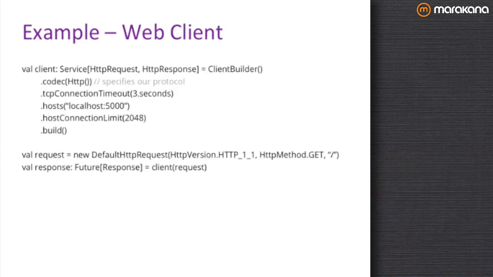What's the flip side if I want to do a client? Well, a client, turns out, has another builder to help you create it, and it looks awfully similar. So client, then, you specify the protocol. In this case, we want HTTP. How long do we want to be able to take to connect? What host do I connect to? How many concurrent connections will I allow before back pressure starts kicking in? Boom, create this client. And now to utilize this Finagle client, I can create a new default HTTP request, just a simple thing. Here is a GET request for the home page. And I fire that into the client, and it gives me back a future response.